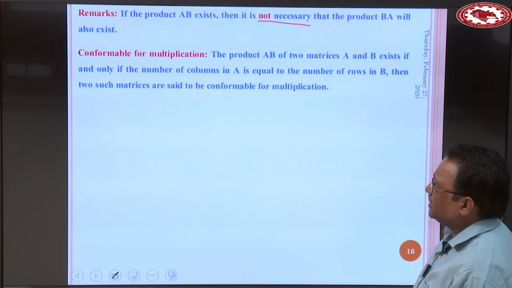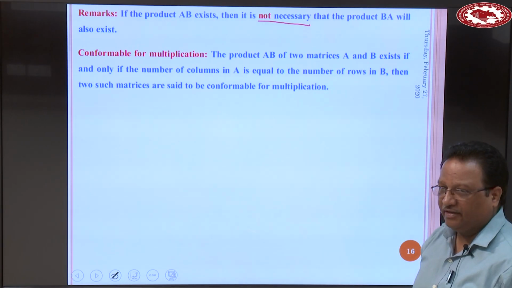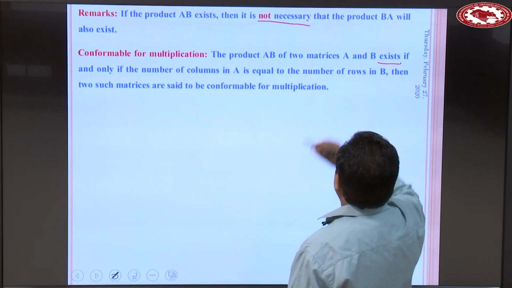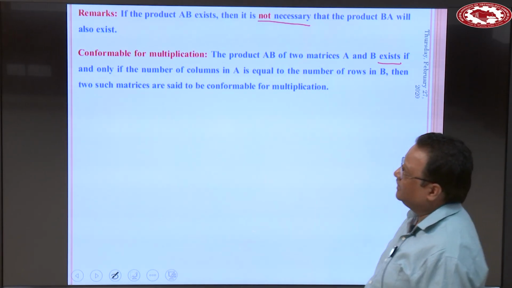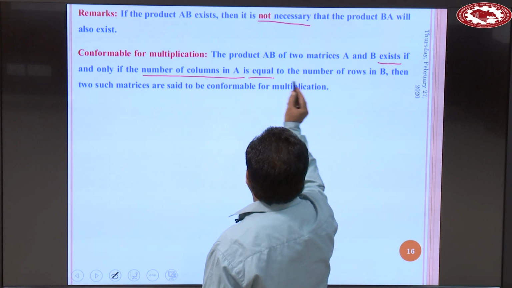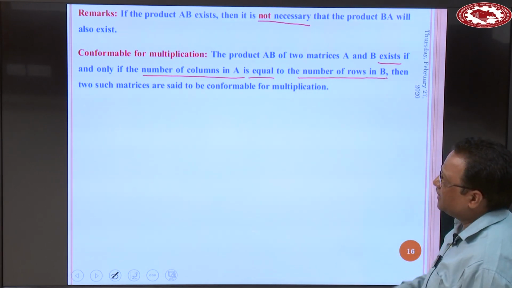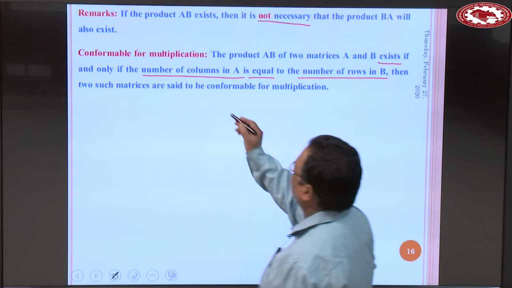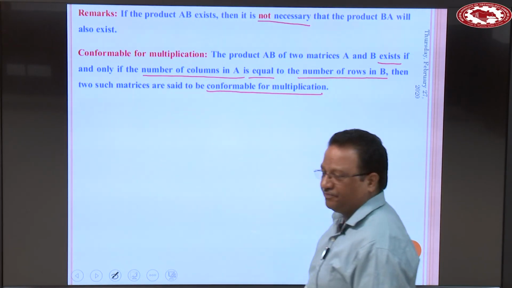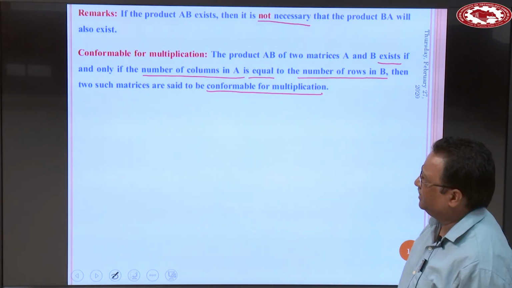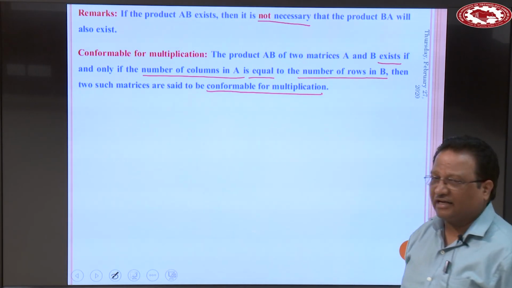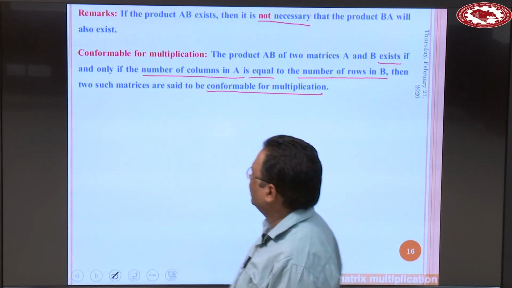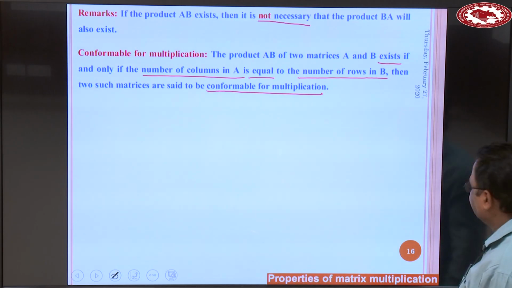Now, one definition, conformable for multiplication. The product AB of two matrices A and B exists if and only if the number of columns in A is equal to the number of rows in B. So if number of columns in A is equal to the number of rows in B, then two such matrices are said to be conformable for multiplication. So if two matrices are conformable for multiplication, then we can find the product of two matrices in that particular order. Now properties of matrix multiplication.